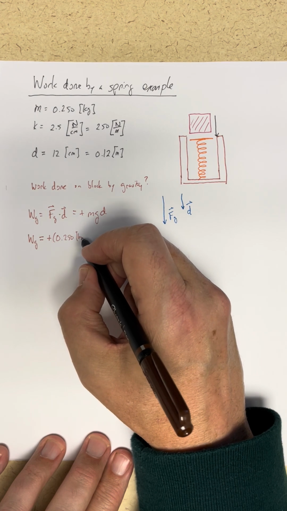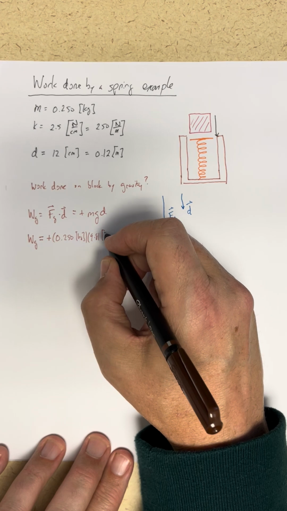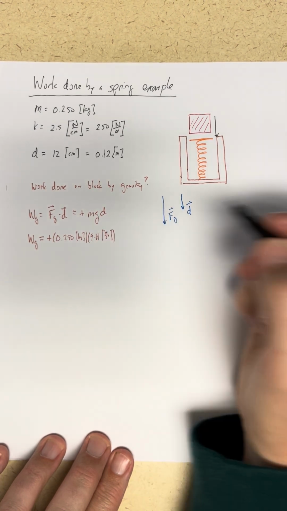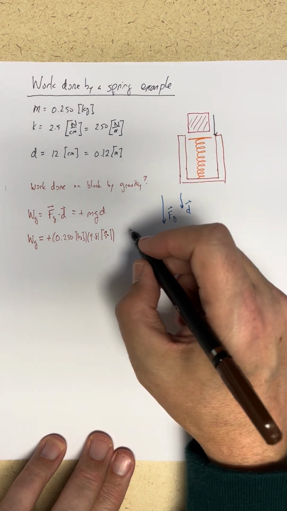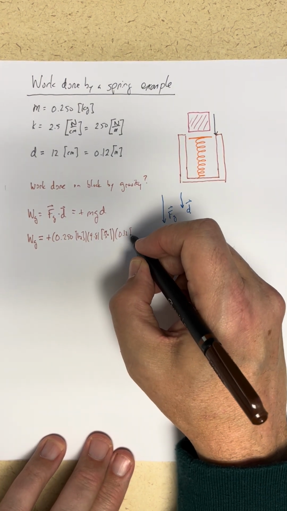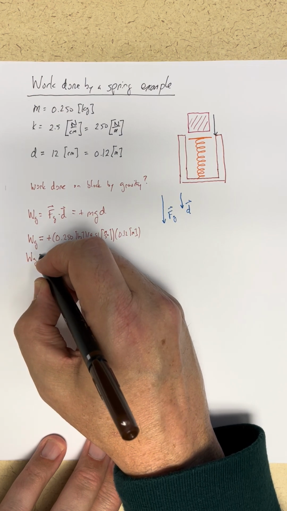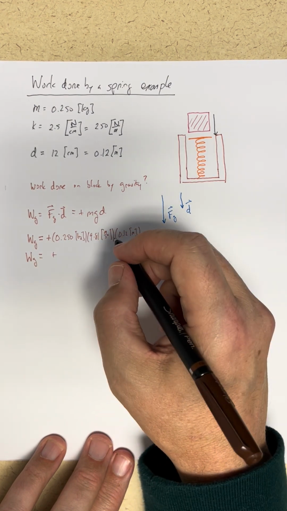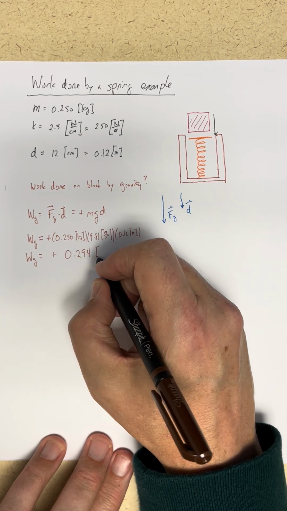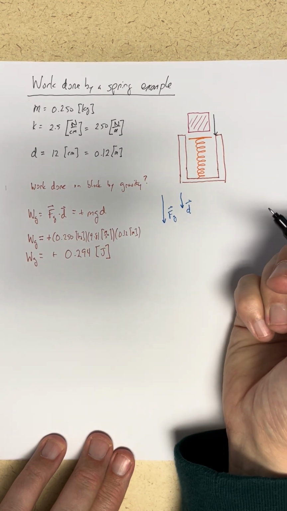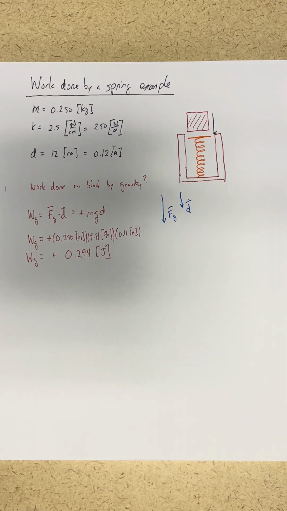and that gives us the work done by gravity is equal to plus 0.250 kilograms, 9.81 meters per second squared, acceleration due to gravity, and then 0.12 meters. Gives us a work done by gravity, to 3 digits, 0.294 joules. Okay.